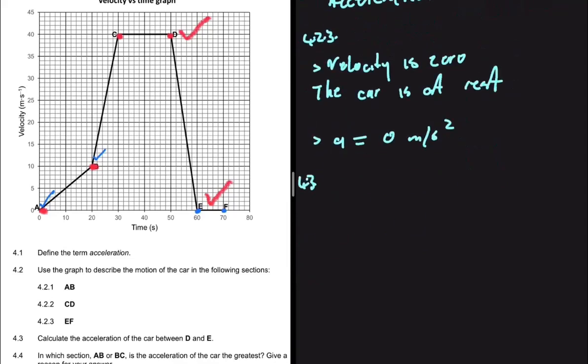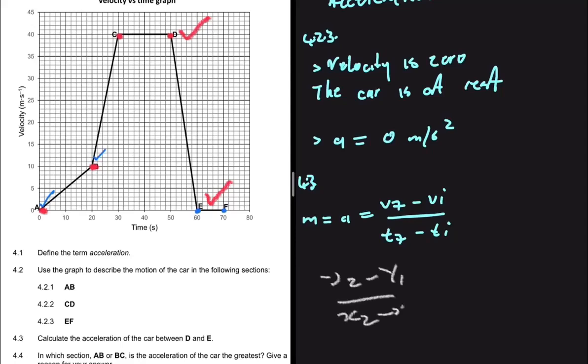If we use the gradient, what we're saying is that the gradient of a velocity time graph is equal to the acceleration. This will be V final minus V initial divided by time final minus time initial. This is the same as saying V2 minus V1 divided by T2 minus T1, which is what you do in math when you want to find the gradient. You say Y2 minus Y1 divided by X2 minus X1. This is exactly what we're going to do here, but the only difference is that our y is velocity and our x is time.